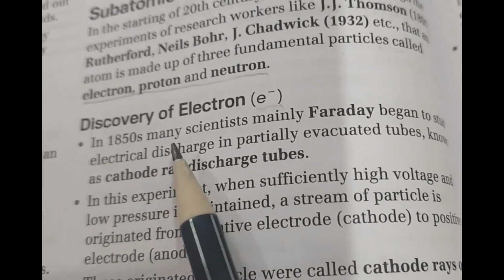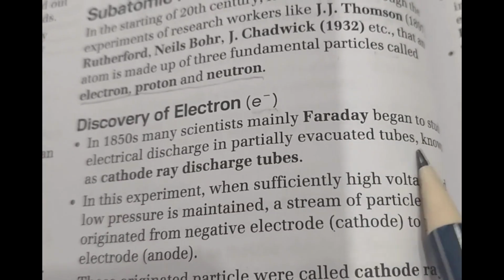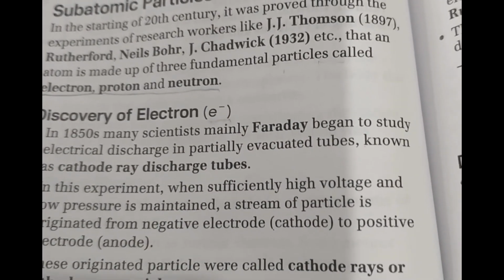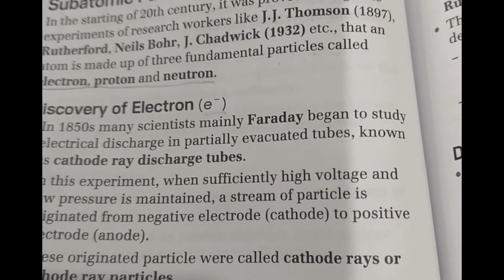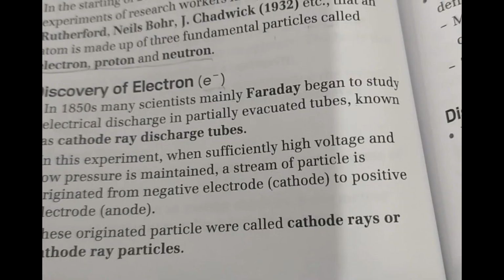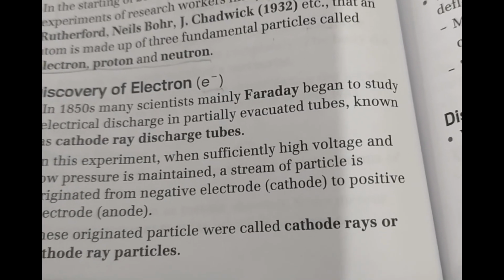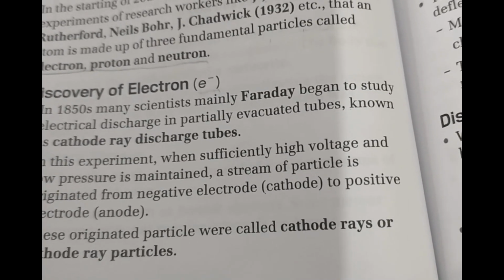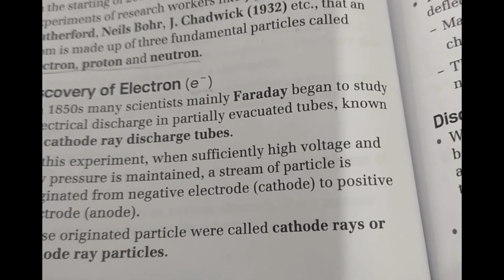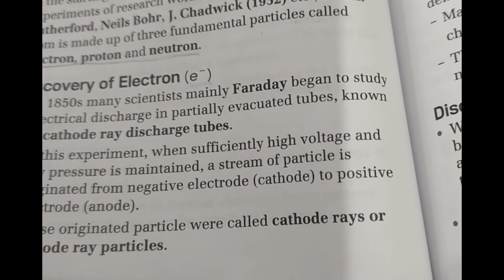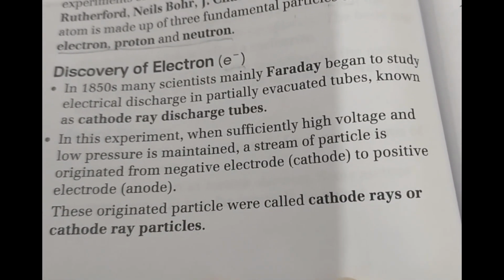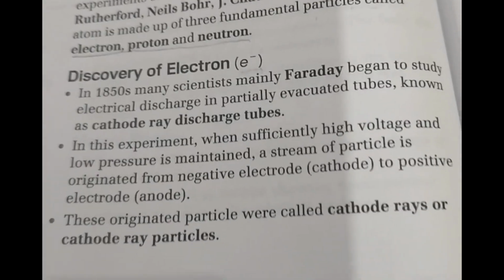In the 1850s many scientists, mainly Faraday, began to study electrical discharge in partially evacuated tubes known as cathode ray discharge tubes. In this experiment, when sufficiently high voltage and low pressure is maintained, a stream of particles originates from the negative electrode, known as the cathode, to the positive electrode, known as the anode. These originated particles were called cathode rays or cathode ray particles.